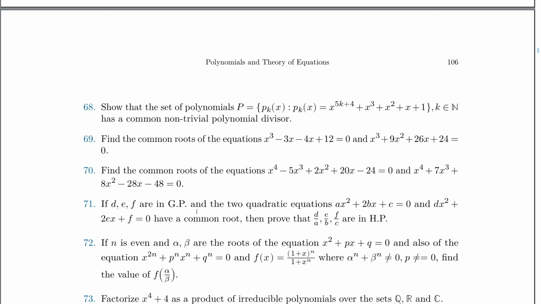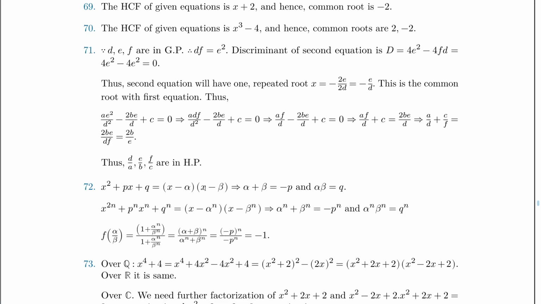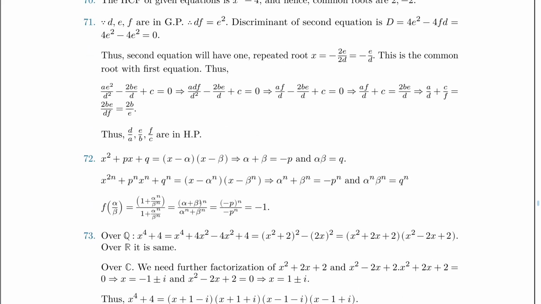Question 73 says that factorize x to the power 4 plus 4 as a product of irreducible polynomials over the sets Q, R and C. So we have over Q, x to the power 4 plus 4 is x to the power 4 plus 4x square minus 4x square plus 4, which is equal to x square plus 2 whole square minus 2x whole square.